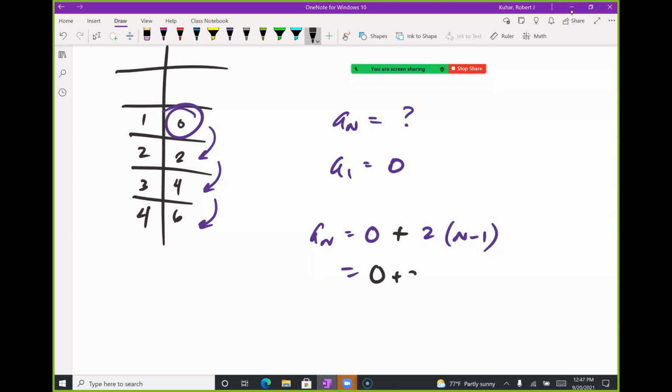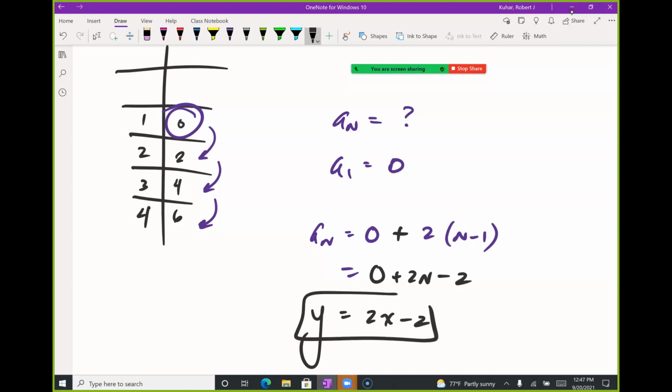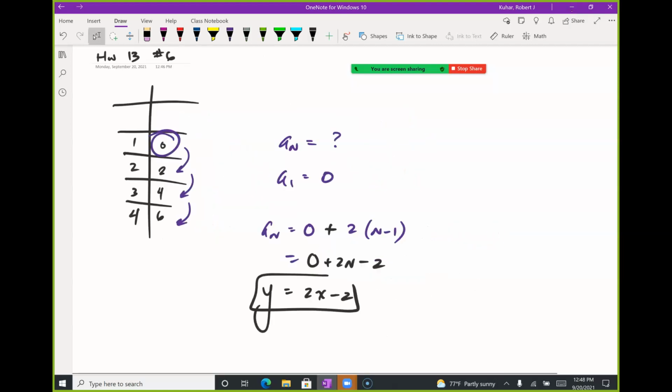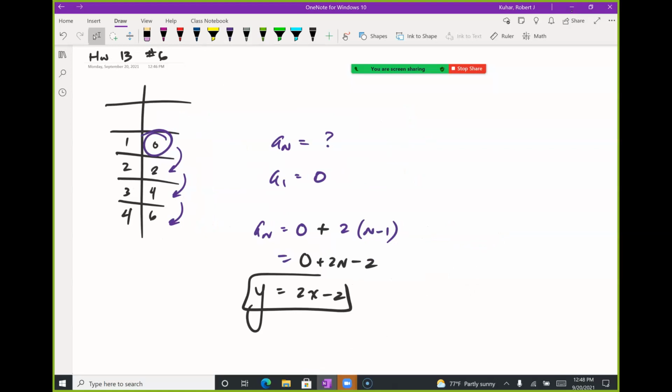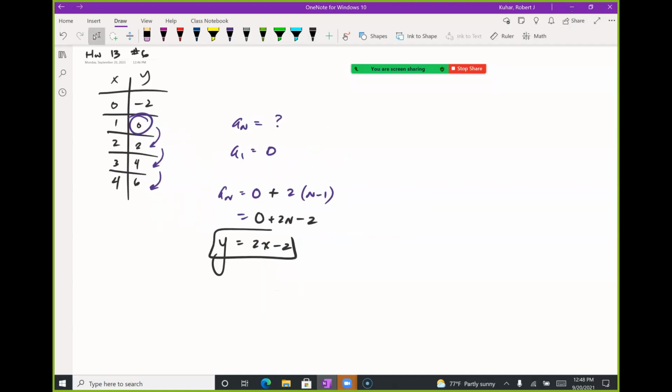I get 0 plus 2n minus 2, and there it is, y equals 2x minus 2. And of course, obviously, the slope is 2, and what's the b value? If I work backward there, the b value is negative 2. So I get that same thing every time. So is it linear? Yes. Right? And I can come up with the nth term, I can come up with the y equals mx plus b. How are we doing there? Are we okay? Am I confusing anyone?